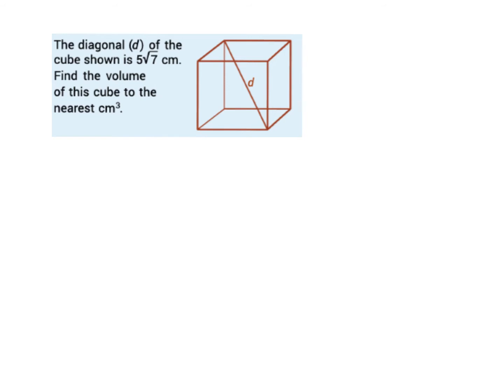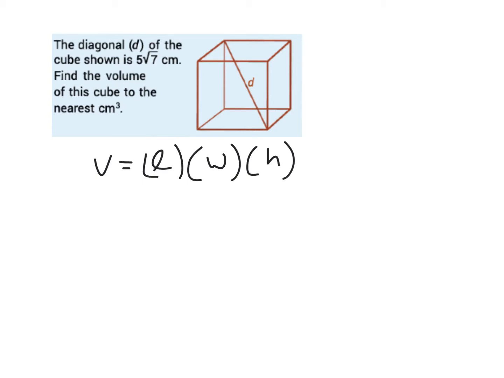Okay, so the next question, the diagonal D of the cube shown is 5√7 centimeters. Find the volume of this cube to the nearest centimeter. So first of all, if it's a cube, we'll know that all sides are equal. So if I'm thinking about the volume of any rectangular shape, we'd say that the volume is equal to length multiplied by width multiplied by height. So in this case, our length, width and height are going to be the same. So we'll just have a quick look.